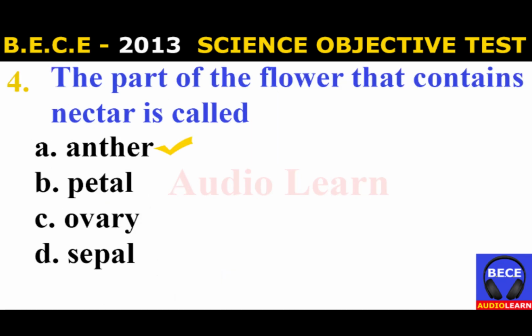Number 4. The part of the flower that contains nectar is called A. Anther. B. Petal. C. Ovary. D. Sepal. And the answer is A. Anther. The part of the flower that contains nectar is called anther.